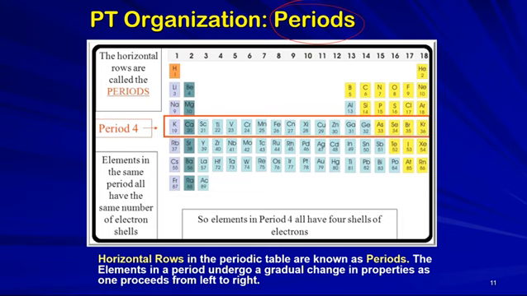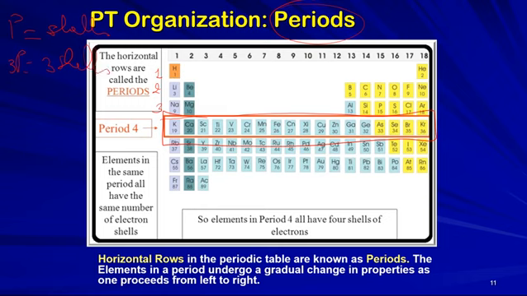So we have also periods. What is a period? Here we have a period. They are these horizontal rows. We call them periods. So hydrogen is in period number 1, lithium in period number 2, period number 3. And here you have to know that a period is equal to the number of shells for a given element. So if an element is in the third period, then it has 3 shells.